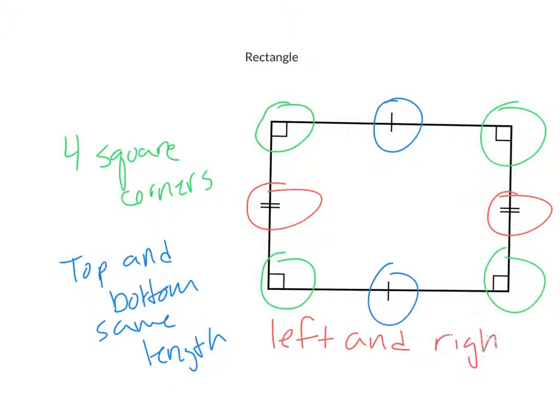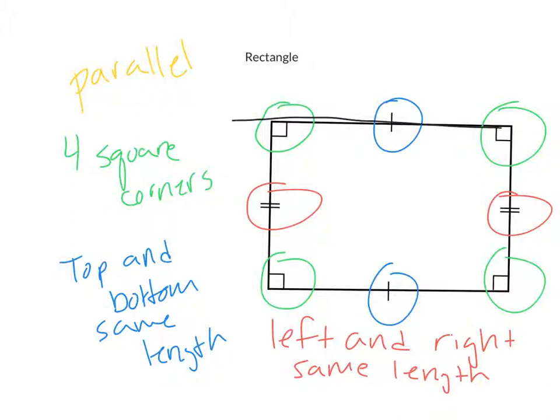Now, we also have this word that we learned the other day called parallel. Well, the top side and the bottom side are parallel to each other, and the left and the right are parallel to each other. So if we were to have this line go on forever and this line go on forever, they'll never touch. This line go on forever and this line go on forever, they would never touch. So knowing what parallel is really going to help you with your quadrangles.